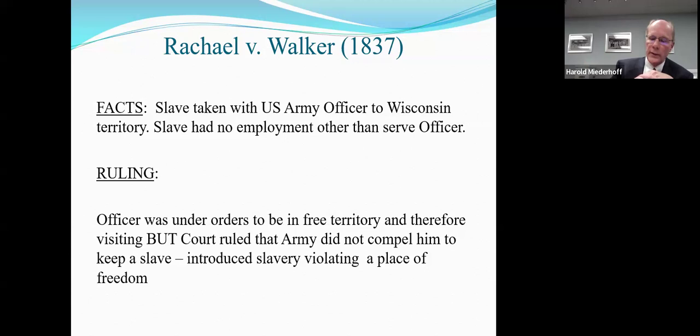But the court ruled that you were still there in the free territory. The Northwest Ordinance applied, and the Army made you go there, but the Army didn't make you take your slave with you. So that was the distinction. You introduced slavery into a place that prohibited it, and therefore your slave is made free.